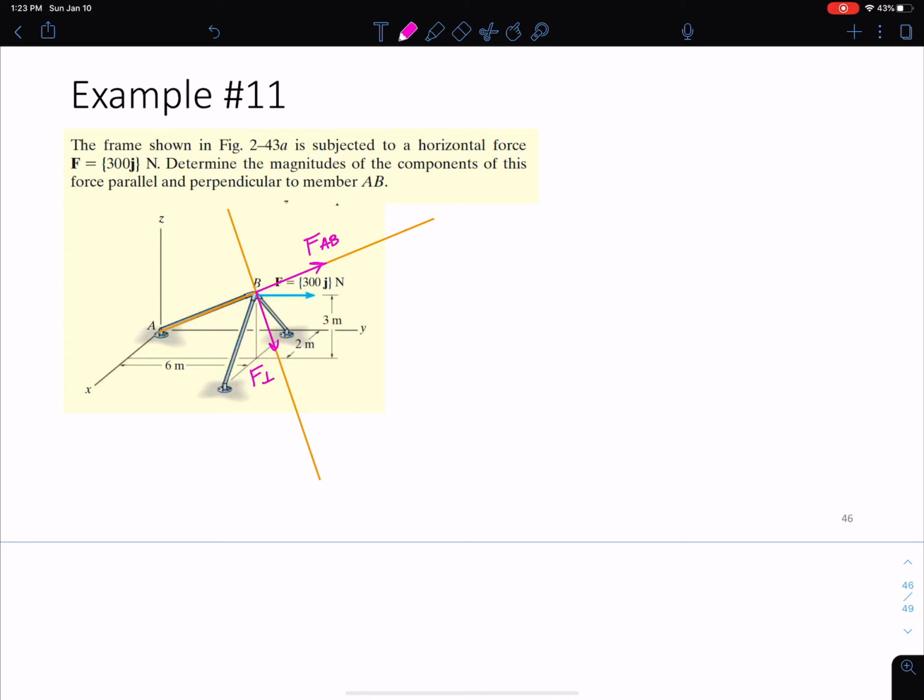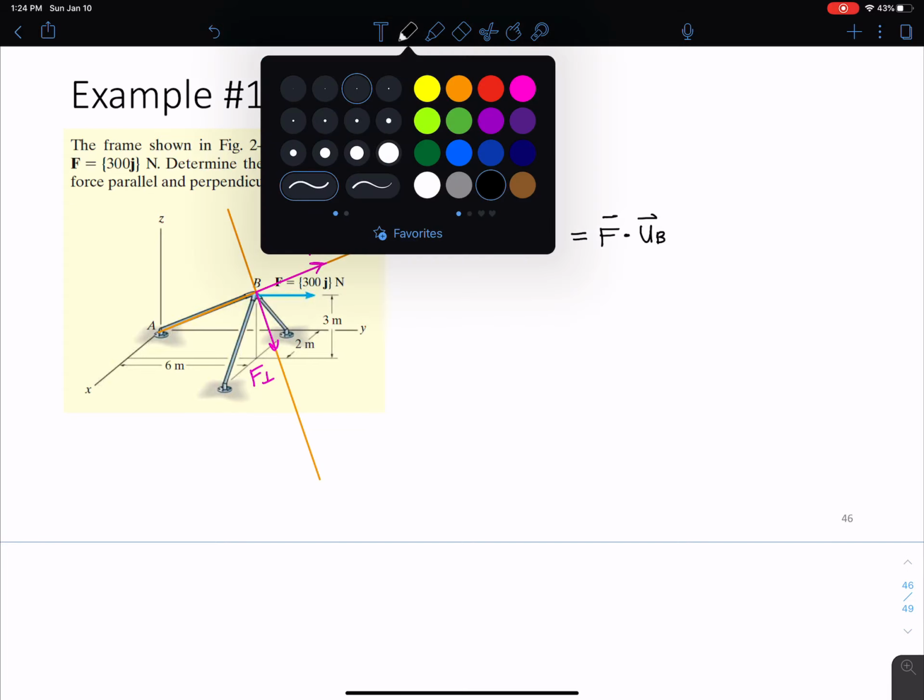It's the F perpendicular. So I just want to take my F of 300J and I want to break it up into components along AB and perpendicular to AB. Okay, now let's remember the magnitude of component F along AB. So FAB, okay, is equal to the dot product of F and the unit vector, right? Okay, this unit vector defines the direction of AB.